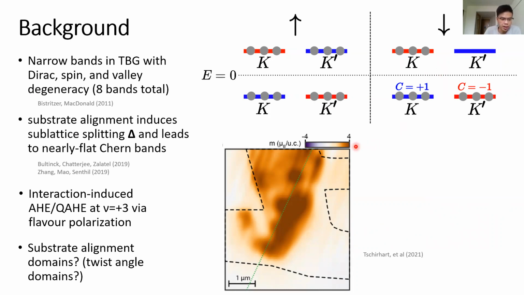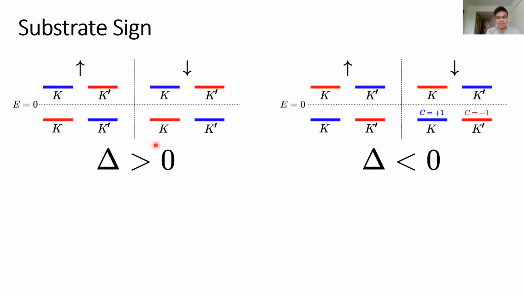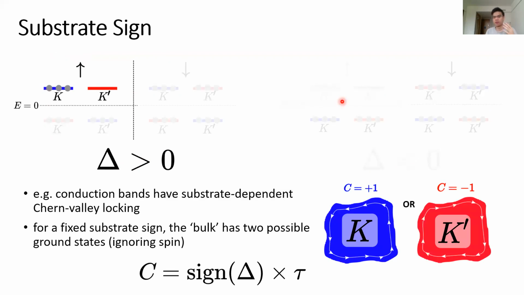So what do I mean by substrate alignment domains? Well, this sublattice splitting delta actually has a sign, right? Depending on whether it's the A or the B sublattice that's favored. And the crucial point is that the Chern number assignment depends precisely on the sign of delta. So as you can see, in these 2 cases, the Chern numbers are assigned oppositely. The key point is that, therefore, if you're in a region with a fixed sign of delta, the system can choose between 2 different ground states.